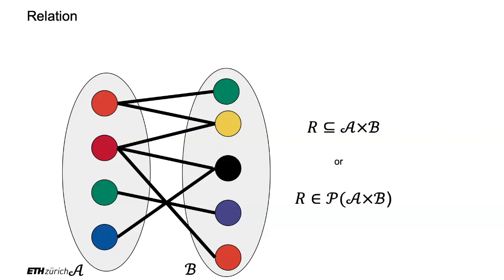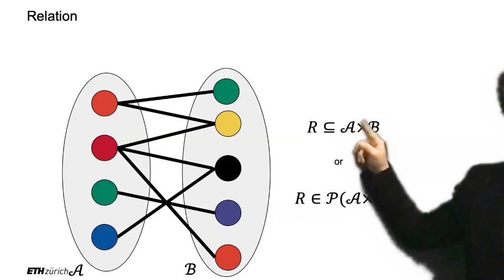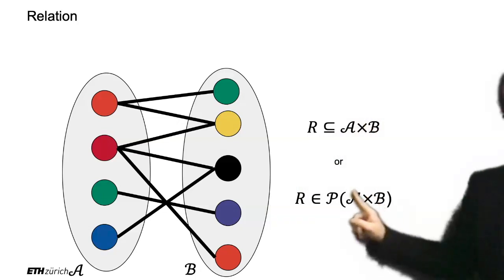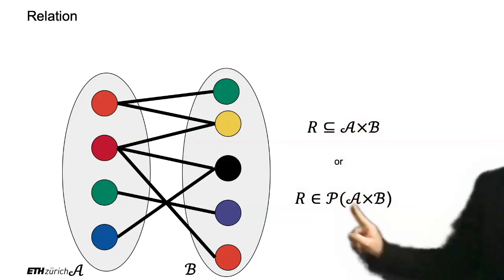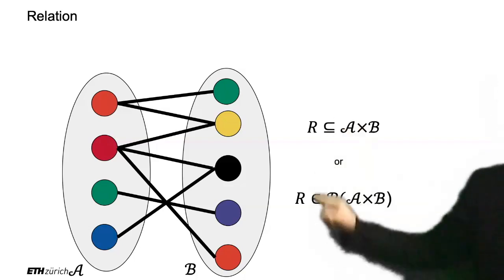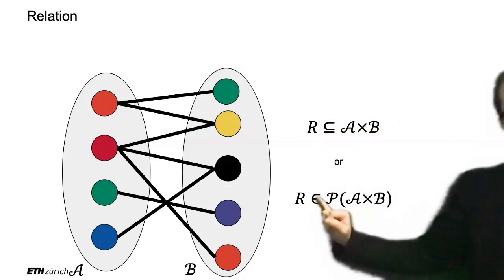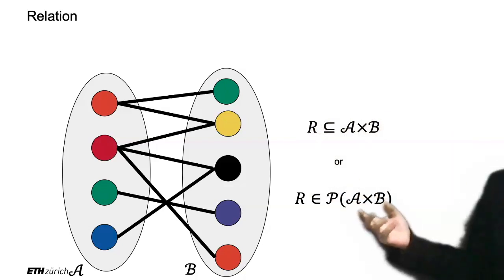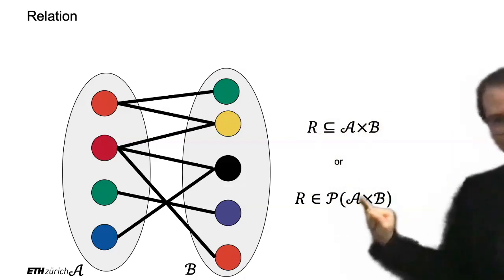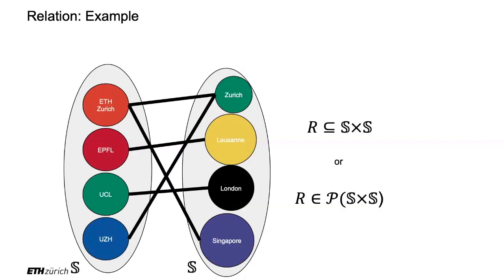Now, some mathematicians like to write the same thing like this. They basically have a name for all possible sets of pairs. That's called the power set of the Cartesian product. So this is the same thing for mathematicians. Either they say it's a subset of the Cartesian product, or they say it's an element of the power set. Sounds very powerful, the power set of the Cartesian product. But you don't have to worry too much about this detail, right?